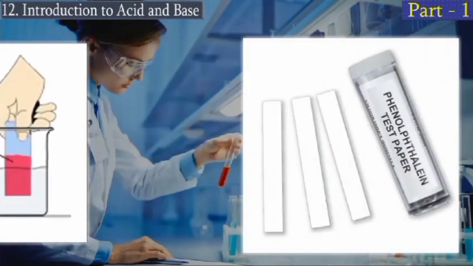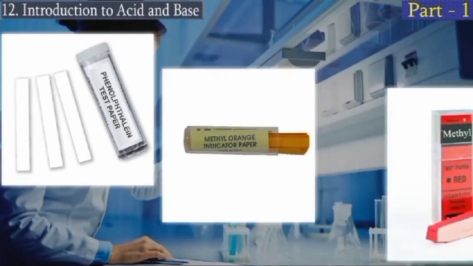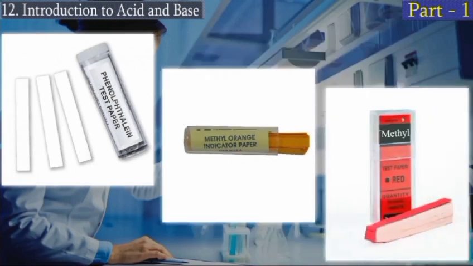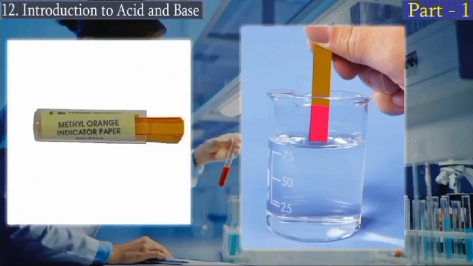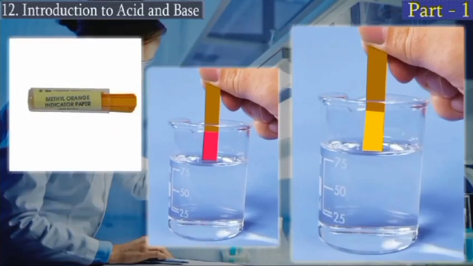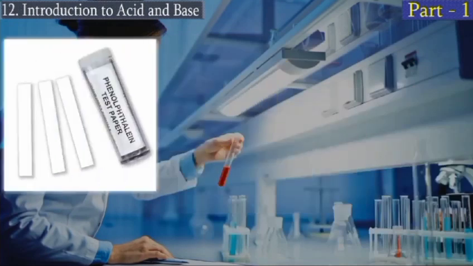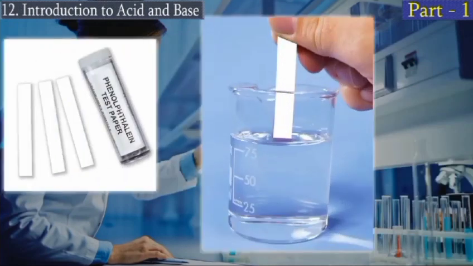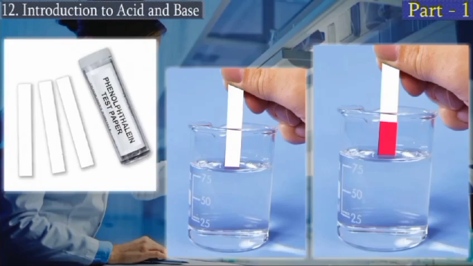Similarly, phenolphthalein, methyl orange and methyl red are used in the laboratory in solution form. Methyl orange indicator becomes pink in acid and yellow in alkali. Phenolphthalein remains colorless in acid and becomes pink in alkali. Universal indicators, which are in liquid state, change their color in the presence of acid and base.